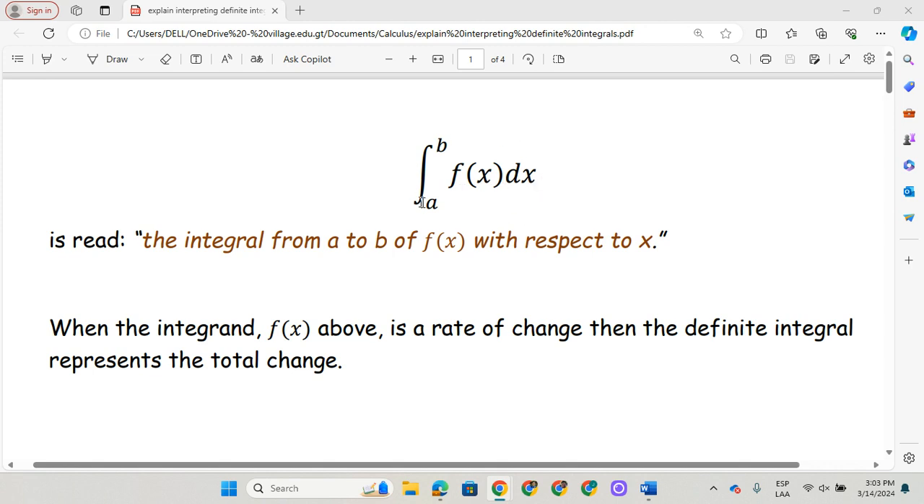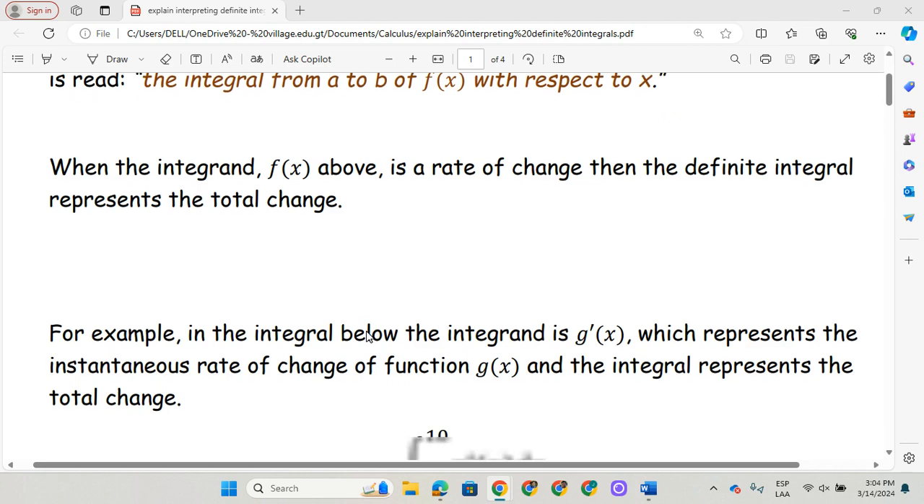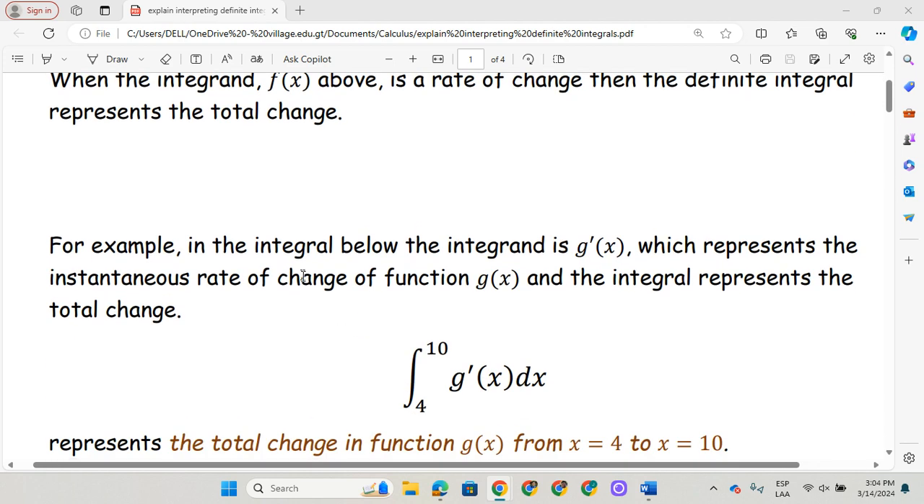Now, what does this mean? What does a definite integral mean? We saw it at the beginning of the school year, but maybe a refresher would be good. When the integrand, in this case f of x, is a rate of change, then the definite integral simply represents the total change. In the integral below, the integrand is g prime of x, which represents the instantaneous rate of change of function g of x. And the integral represents the total change.